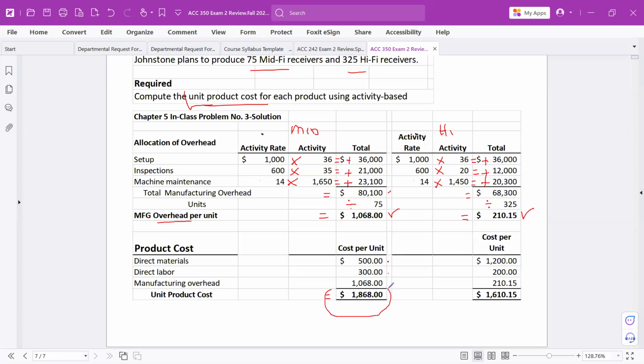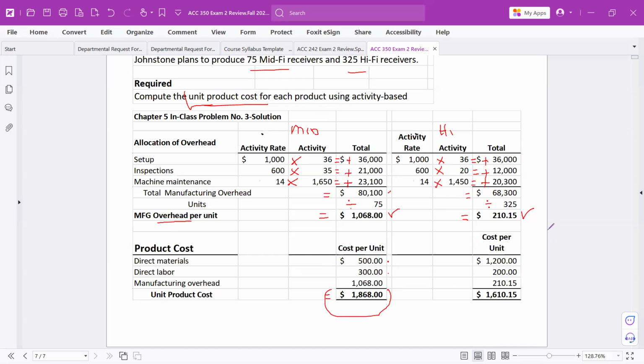This is the total product cost, right? You need the product cost, not the overhead cost. You need the product cost. Overhead cost is just 1068, but the product cost is materials plus labor plus overhead, or 1868.